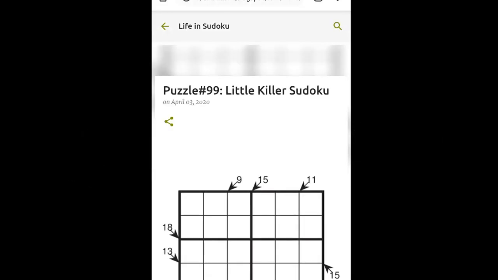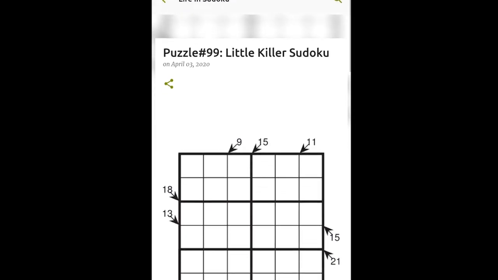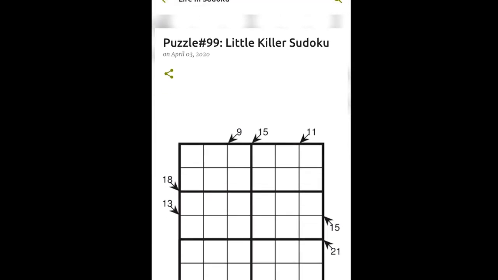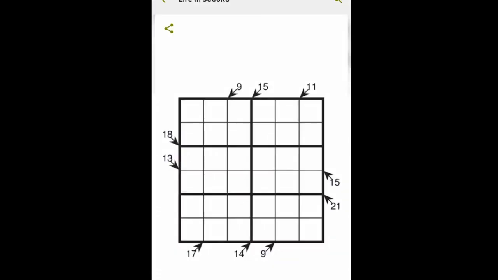Friends, today we will solve a little clear Sudoku. This Sudoku uses some advanced techniques and it is good for newcomers or beginners to understand these techniques. If you don't know, the rules are as follows.